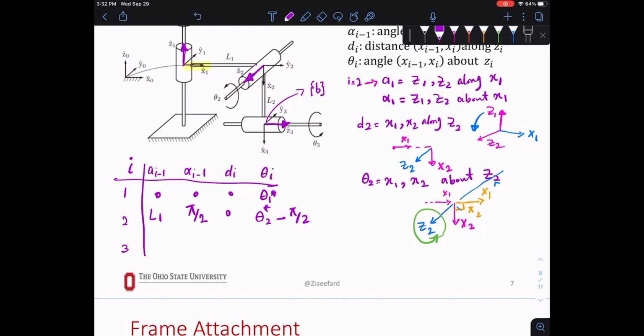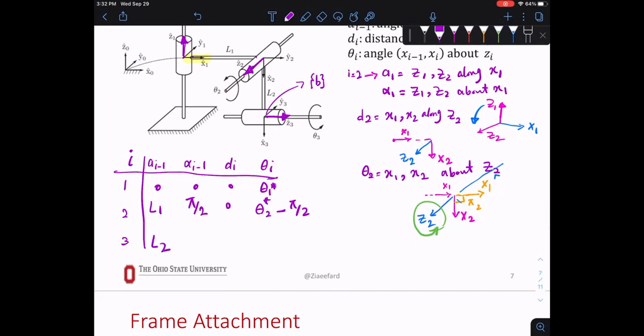All right, let's do one more and see if you still have a problem. Okay, let's do the next one, finish this, and then we go back to it. All right, how about the third one? The third joint. What is a_{i-1}? So basically, what is a2? L2. Agreed?